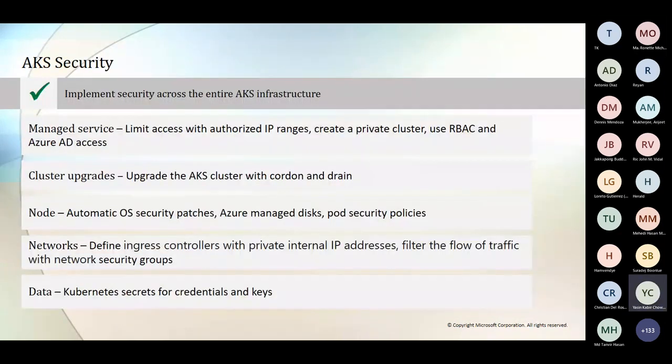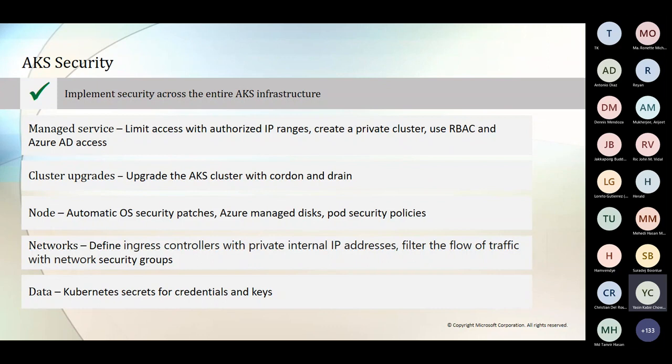Now security: how will you secure Kubernetes? There is a managed service to limit access to an authorized IP range. You can authorize the IP range, create a private cluster, or use RBAC, role-based access, or Azure AD access, meaning Active Directory access. For cluster upgrades, you can upgrade the cluster frequently, and it will cordon and drain the nodes. Cordon means it will stop the node for the update, and drain means when the update is finished, it will run automatically.